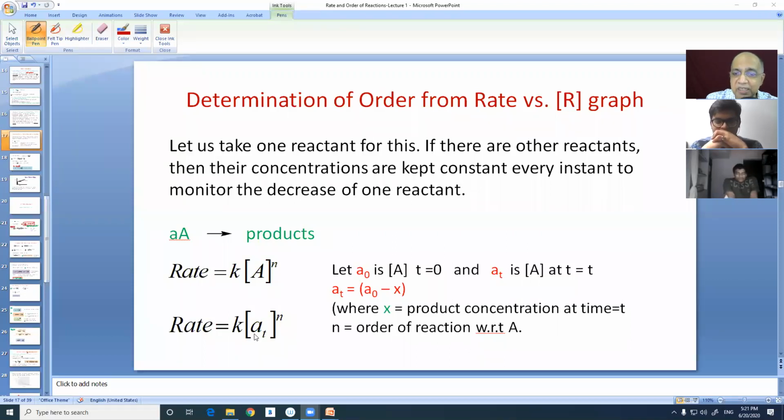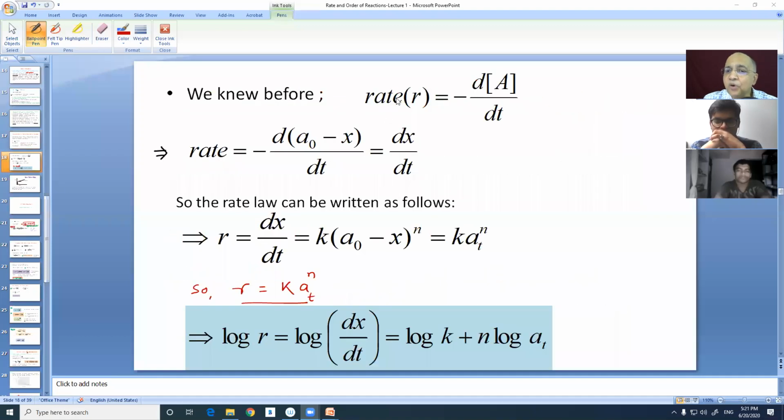So here we take A_t, because A_t is progressively decreasing with time. So this A, we write small a_t, the concentration at any time t, a_t to the power N. Now see, we know the mathematical differential expression of rate is minus dA by dt. That means in place of A, we write a0 minus x, since A_t is equal to a0 minus x. Since a0 is constant, minus minus plus, so that becomes dx by dt.